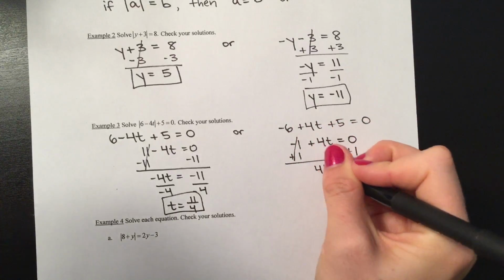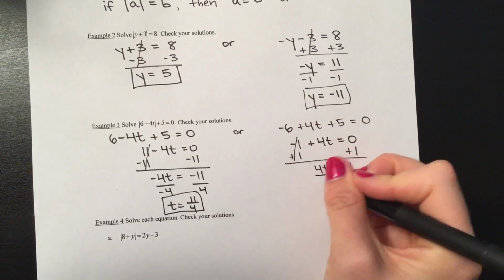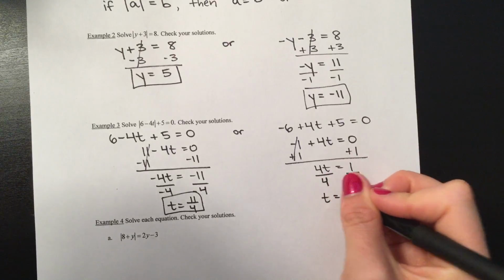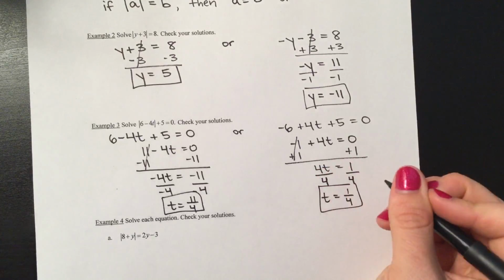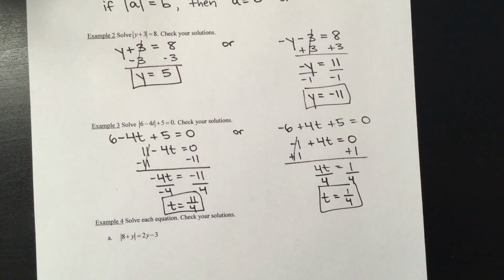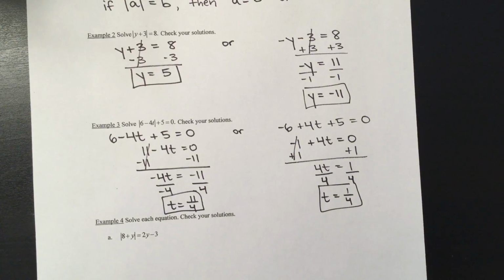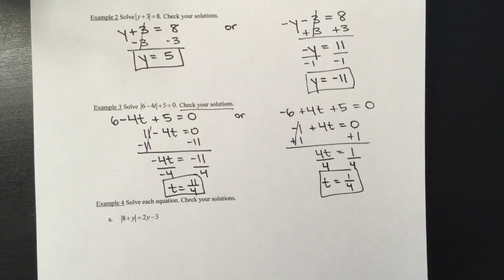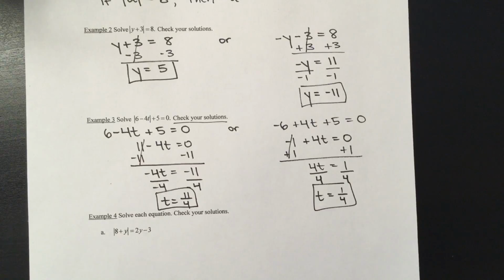Then I have 4t equals 1, and I will solve for t by dividing both sides by 4. So I end up with t equals 1/4. So I've walked you through how to use your calculator to solve these. So just for the sake of going quickly through these notes, I promise these answers are correct. When we check our solutions, we're going to go through and do that calculator check again. Okay, so these are your two answers for this.